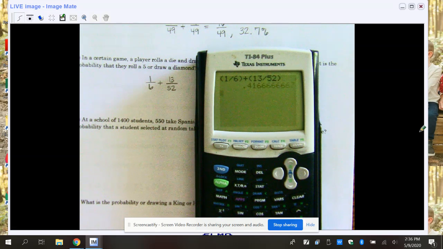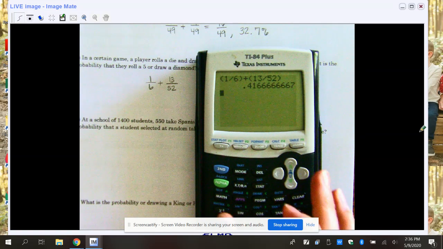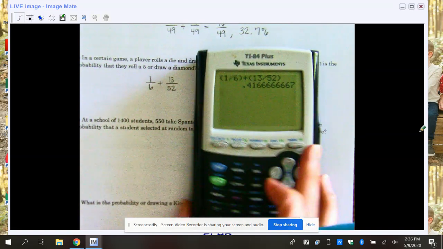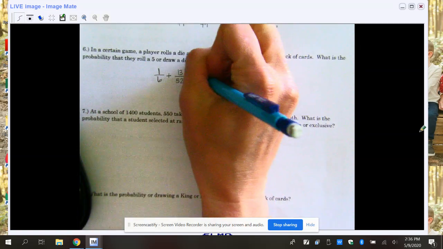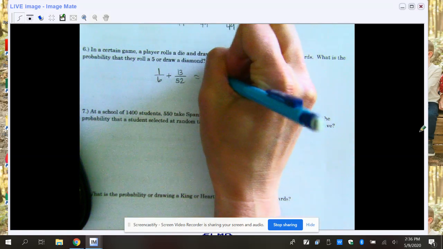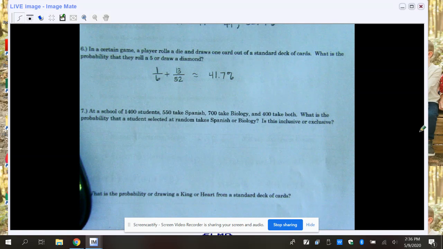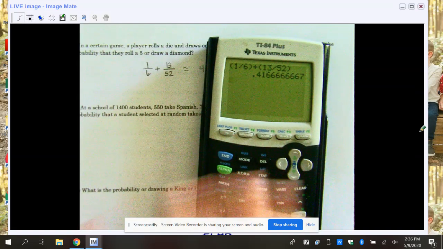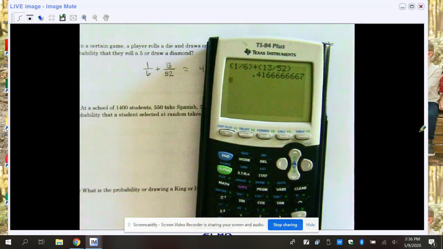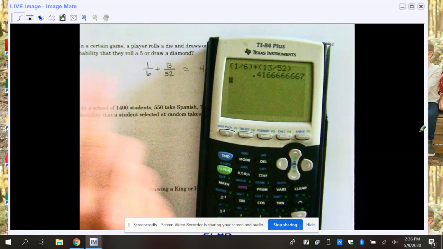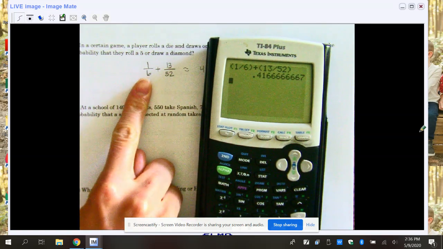If you want to do it by hand, you'll need to make sure you get the denominators the same. And then I'm just going to go ahead and leave this as a percent. So that's going to be about 41.7%.